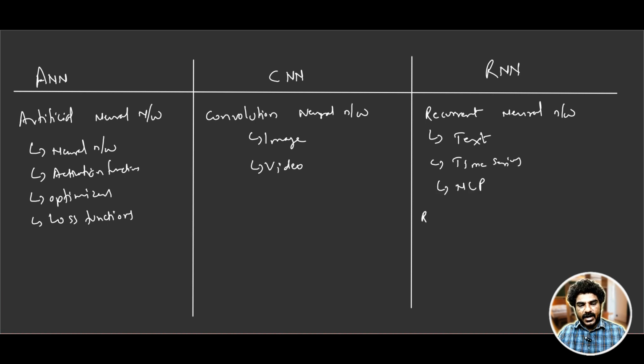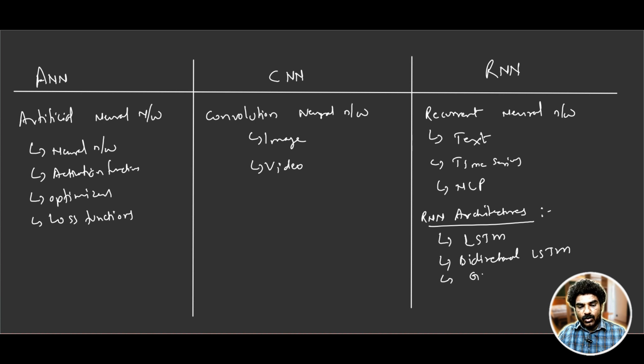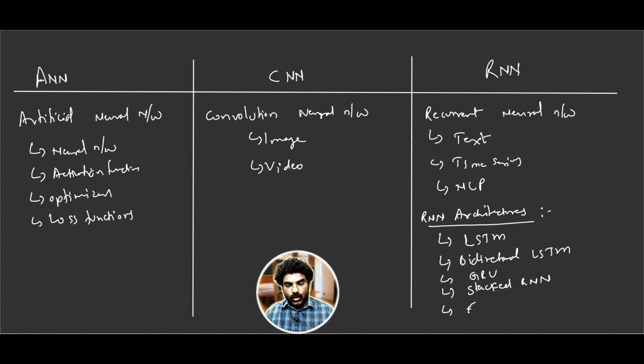And inside this RNN, we have different architectures. Let's see what those architectures are. We have LSTM, long short term memory. We have bidirectional LSTM. We have GRU, gated recurrent unit. We have something called stacked RNN. We have encoders and decoders. Now these encoders and decoders play a very vital role in case of your transformers. Then you have transformers, which is our topic for today.